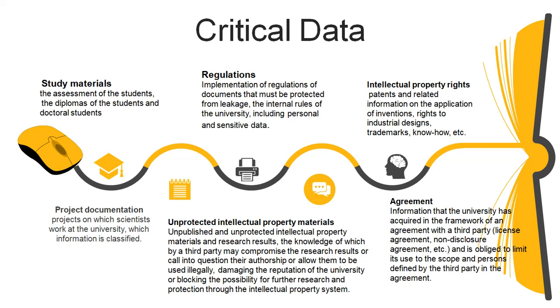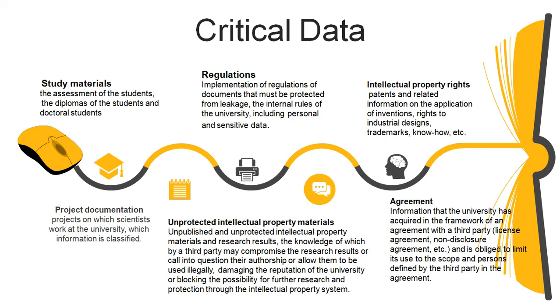Also, all the unpublished and unprotected intellectual property materials and research results, the knowledge of which by a third party may compromise the research results themselves, and question the authorship or damage the reputation of the university, blocking the possibility for further research. This also should be considered as critical data for universities.